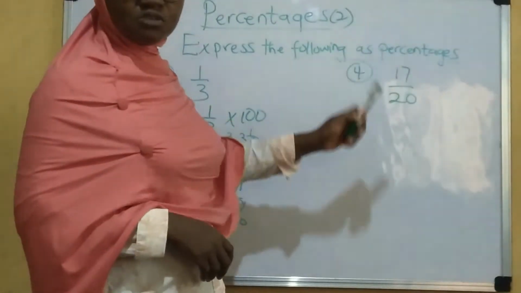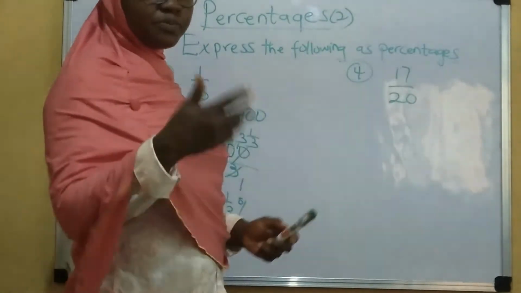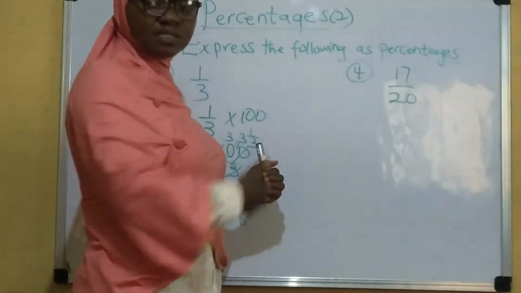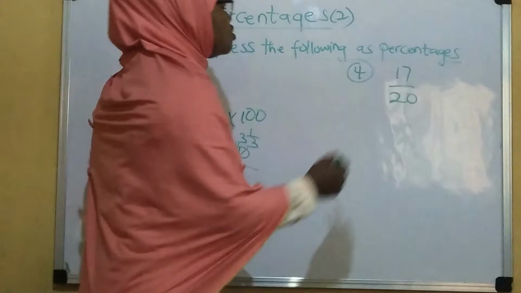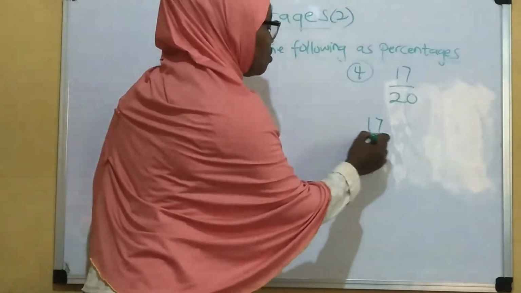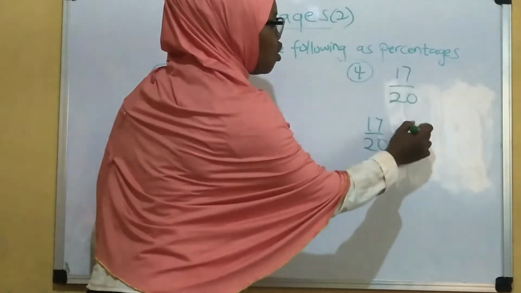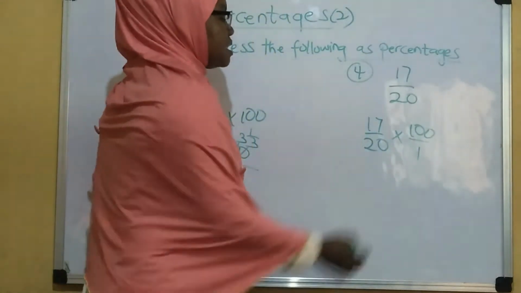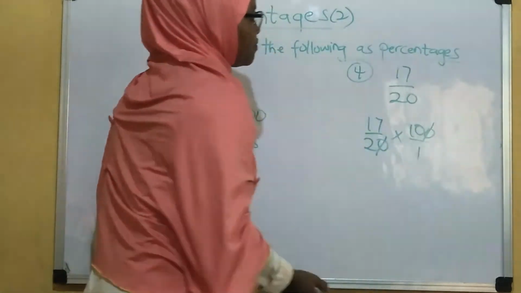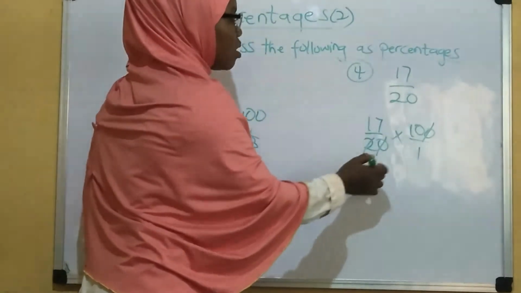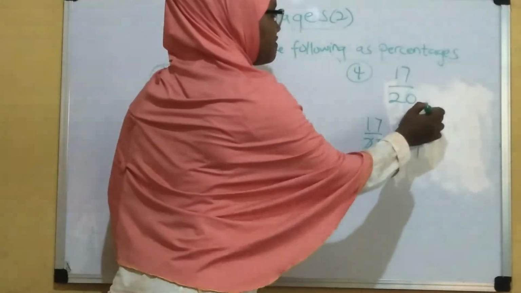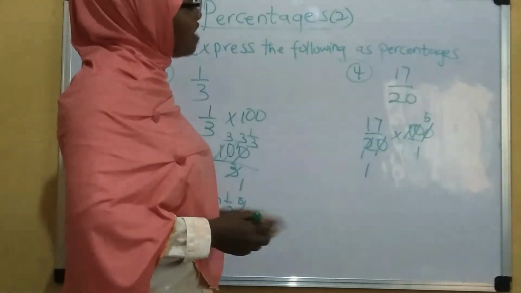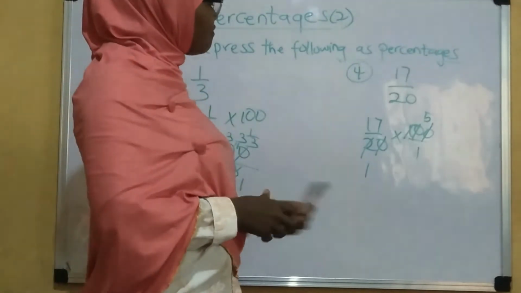This one I have 17 over 20, and I want to express it as what? Percentage. I'm going to adopt the same methodology that I adopted here. So this is what? 17 over 20 times 100 over 1. Now this 0 will negate this 0. How many 2 can I get in 2? 1. How many 2 can I get in 10? 5. Now I have 17 and 5 up, and I have 1 down.